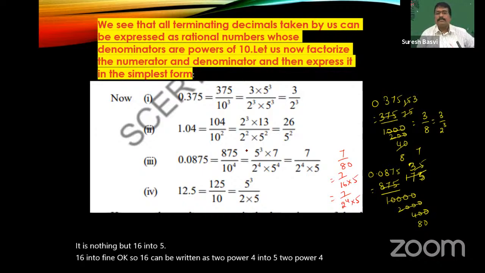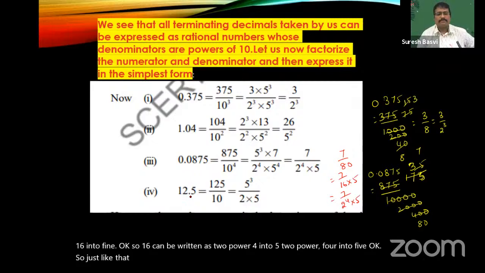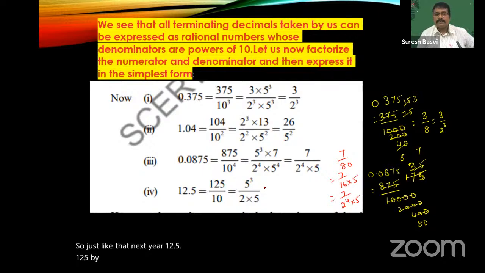Okay. So just like that, next is 12.5. That is 125 by 10, so that means 25 by 2.